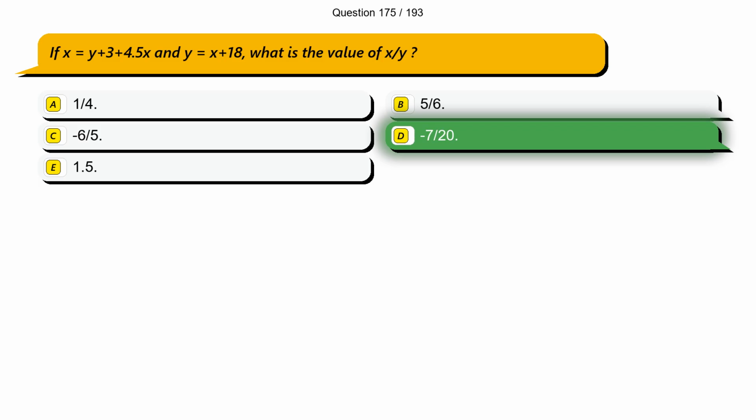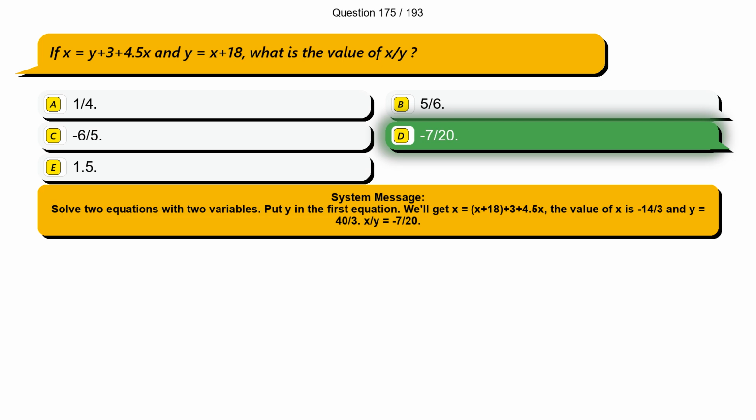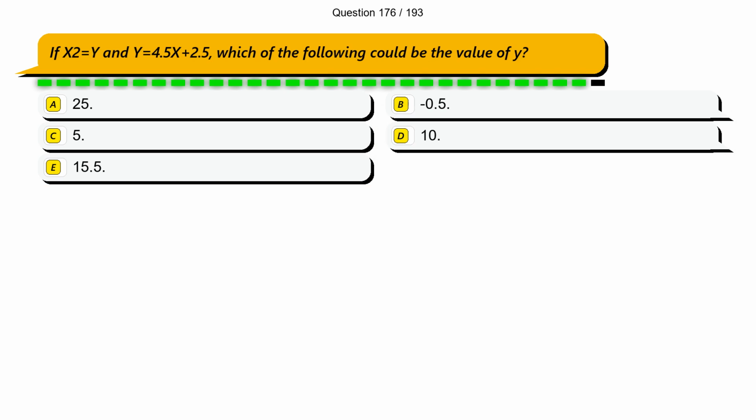The correct answer is Option D, minus 7/20. Solve 2 equations with 2 variables. Put y in the first equation. We'll get x equals x plus 18, plus 3 plus 4.5x. The value of x is minus 14/3 and y equals 40/3. x/y equals minus 7/20.